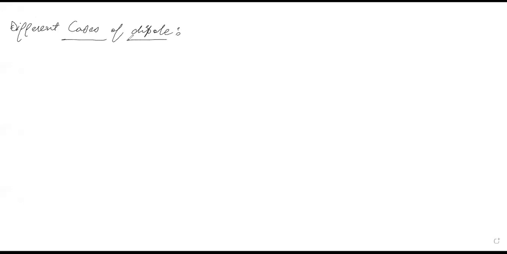Different cases of dipole. Suppose that first of all we are taking the case number 1. In case 1, your dipole is placed in the direction of the electric field.